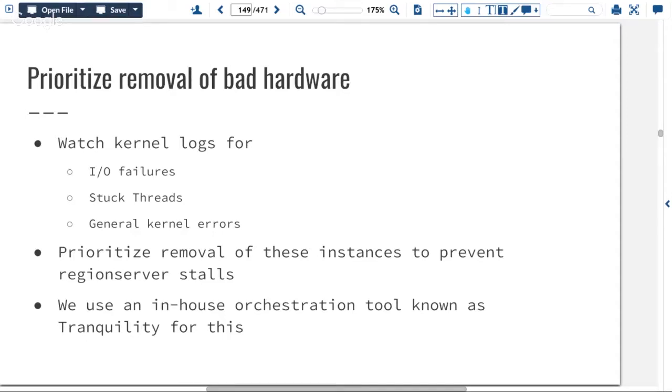But if you make it really easy to remove region servers, then you can just eliminate all of them that have these behaviors. So if we see a single stuck thread, we will remove that server. Same with any IO errors at all, high TCP timeouts, anything. And we use an in-house orchestration tool that we wrote called Tranquility to accomplish this, which uses effectively a priority queue and just prioritizes every server, decides whether it should eliminate them, and has a concurrency limit on how many it can eliminate at a given time.